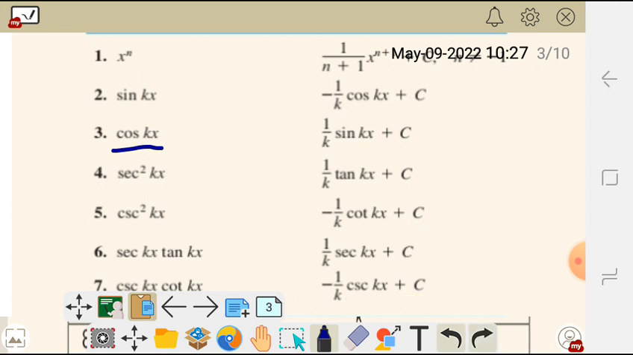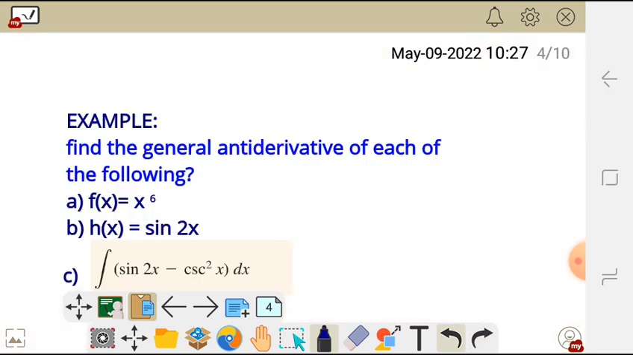So let's have an example. We see how we can apply these principles in some problems. We have an example here which says, find the general antiderivative of each of the following. A, the function f of x equals x raised to the power 6, and then b, h of x equals sine 2x. And then lastly, we have the integral of sine 2x minus cosec squared x.